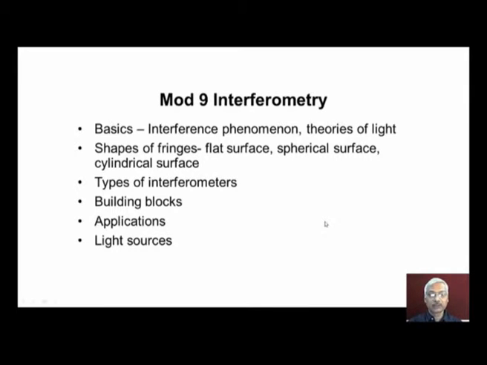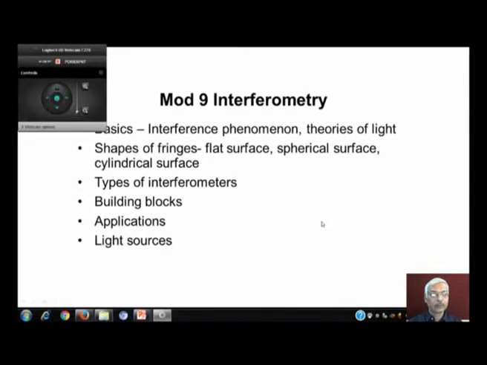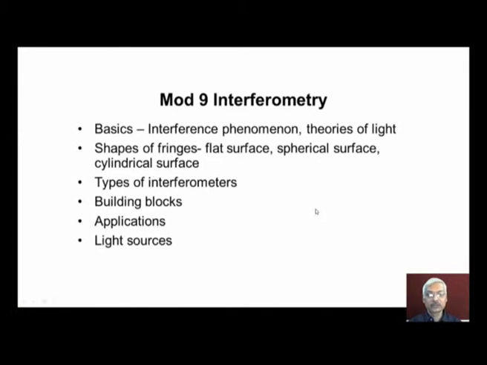That is, what is the interference phenomenon, how it happens, what are the theories of light, and how do we obtain the fringes, what are the different shapes of fringes depending upon the type of workpiece, and then we will be studying about different types of interferometers, and then what are the building blocks of interferometers, what are the different elements by which interferometers are made, and what are the various applications of interferometers, and what are the various light sources used in the interferometers.